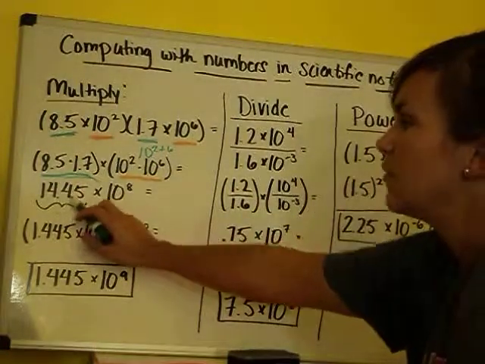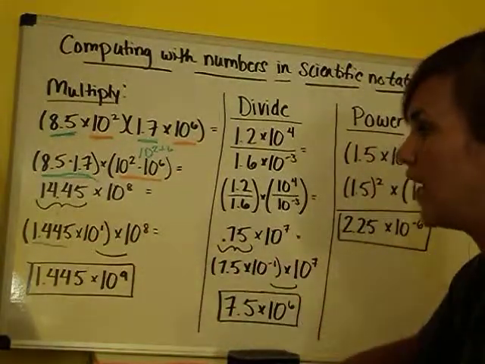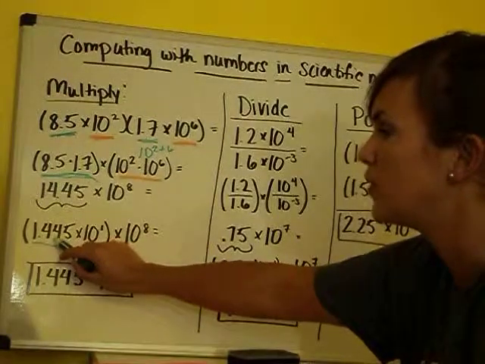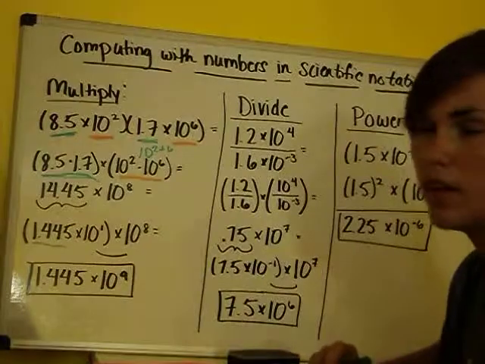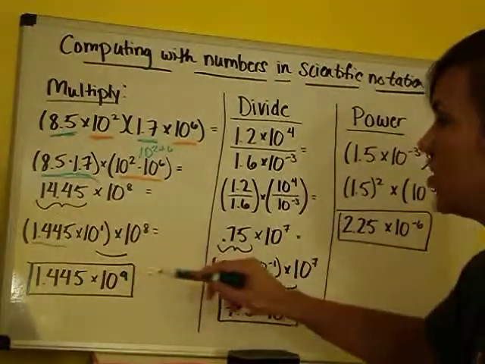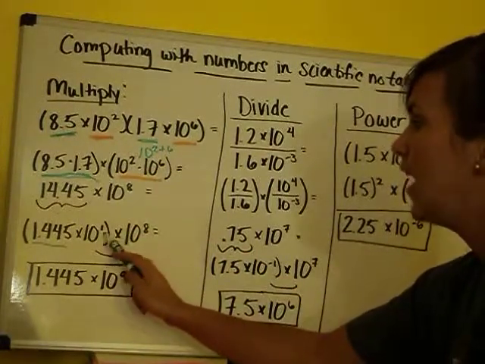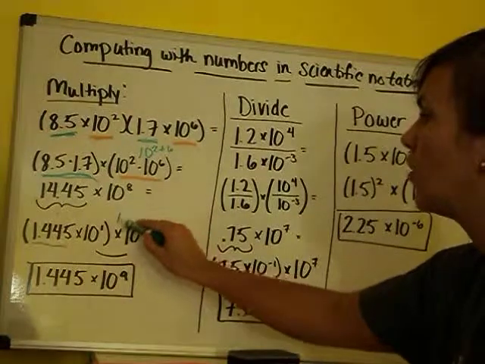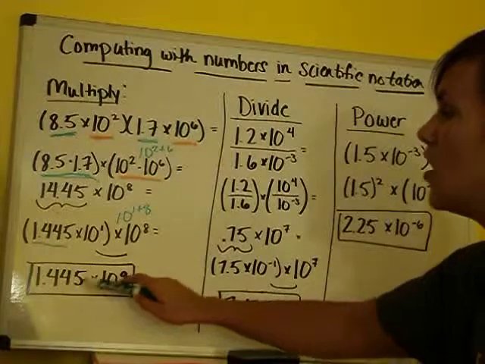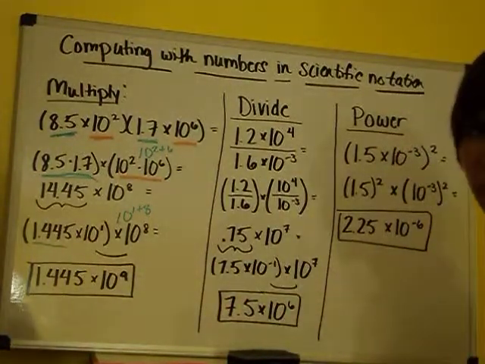So, 14.45 can be written as 1.445 times 10 to the first. Right? Because if we would have taken this decimal and bumped it 1 over, we would have gotten our original number. So once we have that rewritten in proper scientific notation, then we can multiply again these powers of 10, and 10 to the 1 plus 8, using that same property as above, is going to give us 10 to the 9th. So our final answer is 1.445 times 10 to the 9th.